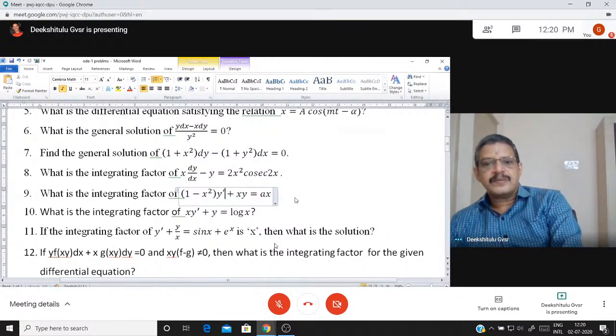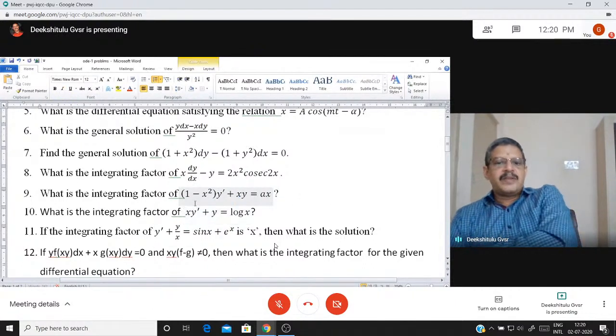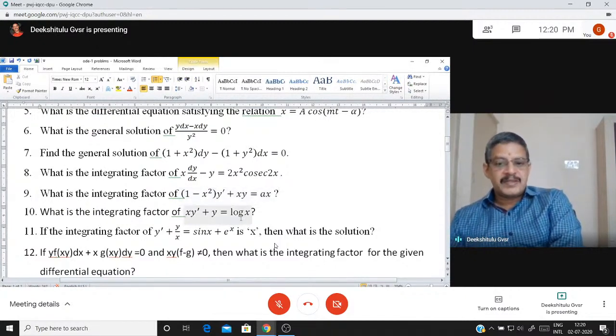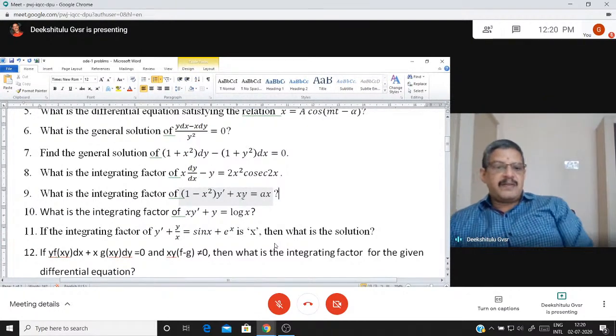This is y dash. So (1 minus x square) y dash plus xy is equal to ax. So divide with 1 minus x square. So y dash plus x by 1 minus x square, that is your p of x, x by 1 minus x square. So e power integral x by 1 minus x square, that is your integrating factor.